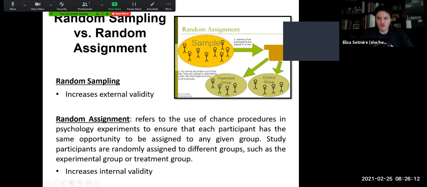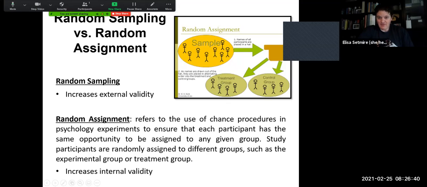Now, you may have heard the term random assignment, and these two get confused quite a bit. So I just wanted to take a second to clarify. Random sampling versus random assignment. Random sampling is what we've just been talking about, right? Where you want to make sure that you have a randomly selected group of people to get that probability sample. And when you select people randomly, it increases external validity because your information is generalizable to others.